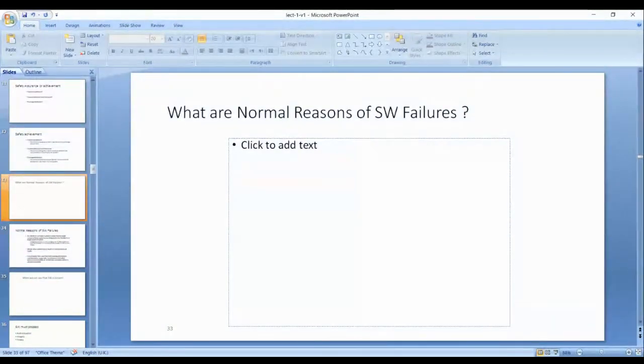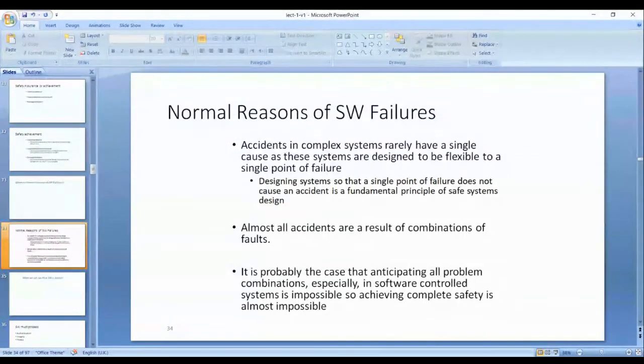Reasons of software failure, we already covered some of them. The accidents due to hardware failure or software failure. So that's the specification failure, poor customer specifications.